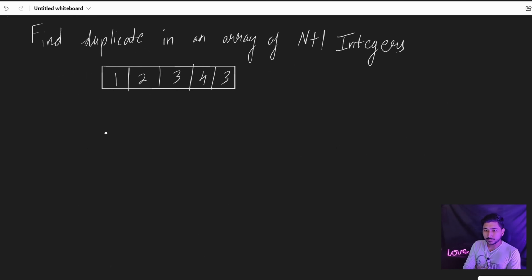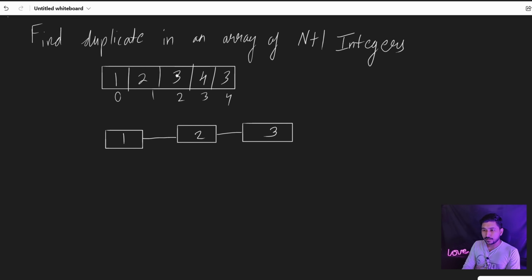So for example, one is here, so one is pointing to 2 and this is pointing to 3, which is actually pointing to 4, and here as you can see 4 is actually pointing to 3 and 3 is again pointing forward. There is a cycle as you can see.